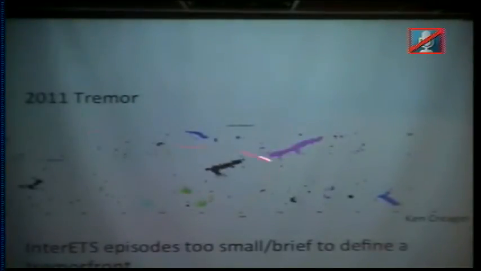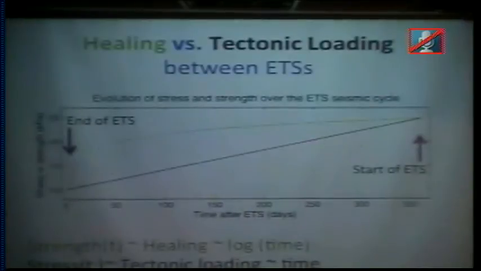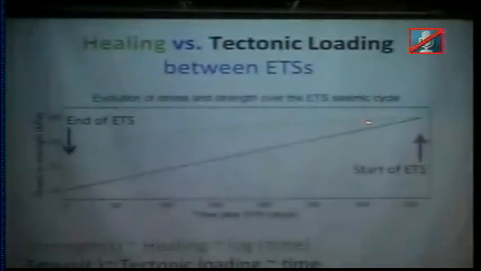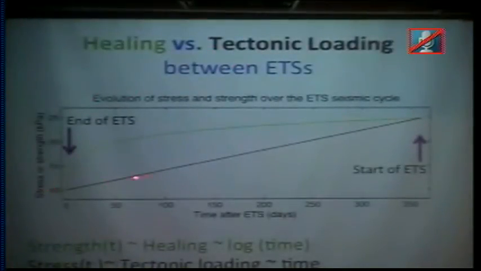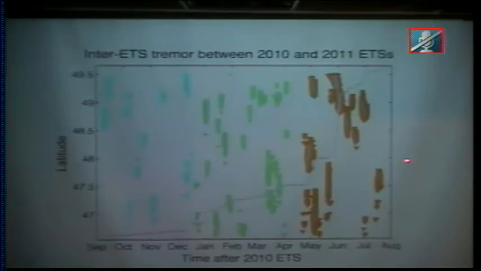So what about what happens between the major ETSs? Do they evolve? So here we have another slide showing some major ETSs and inter-ETS between it, and most of them are very short and brief, and it's not practical to define a tremor front, so I lump them all together. And I have a concept that in the inter-ETS period, there will be a competition between healing in green and stress increasing due to tectonic loading. And here we have the tremor in the inter-ETS period.